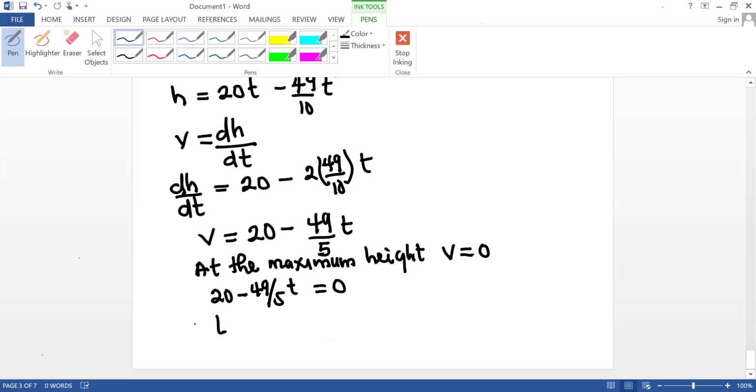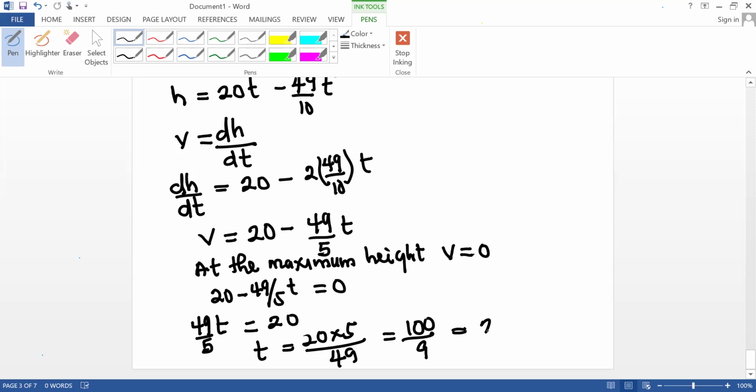T will have 49 over 5. T, when it crosses the equal to sign, it will become positive, is equal to 20. Therefore, T would be 20 times 5 divided by 49. Class, what is 100 divided by 49? It must be 2 point something.